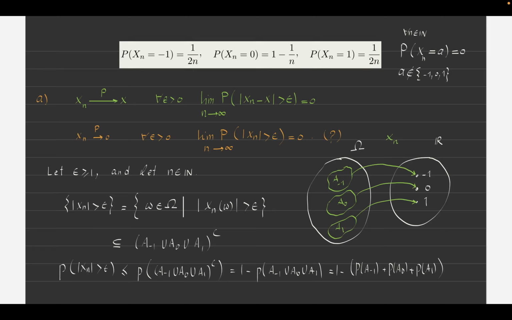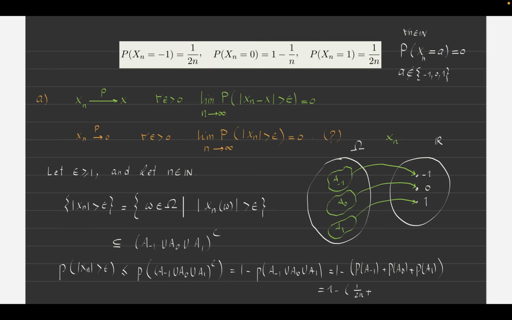But if I ask you what is A sub -1, you will tell me that this is the event that x n is equal to -1. Yes? And then if I ask you what is A0, you will tell me this is the event that x n is 0, and so on. Okay? And then we know that this is equal to 1 minus the probability of this, which is 1 over 2n.